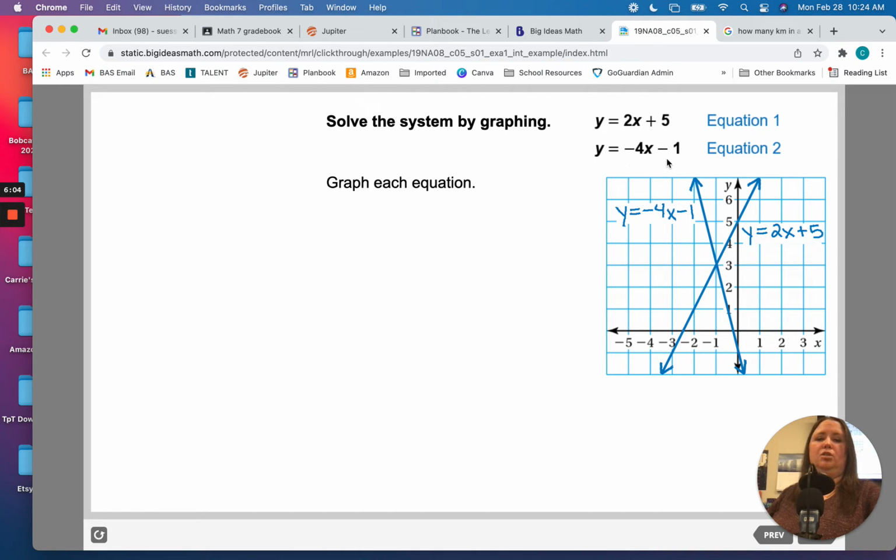Okay, equation 2, what's my y-intercept? -1. So I go down to -1 and put a dot. And what's my slope? -4. So I go down 4 over 1. If for some strange reason your graph doesn't have that, instead of going down 4 to the right 1, you go up 4, back 1.